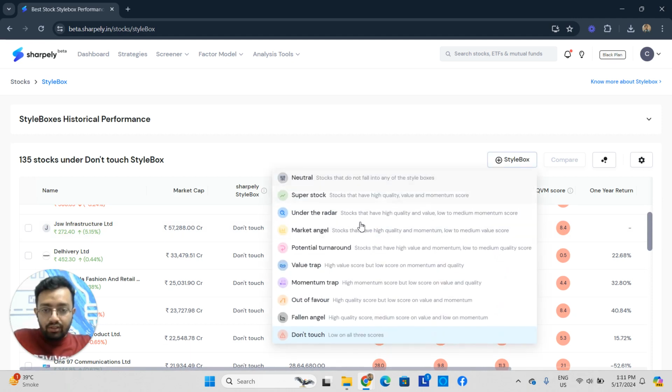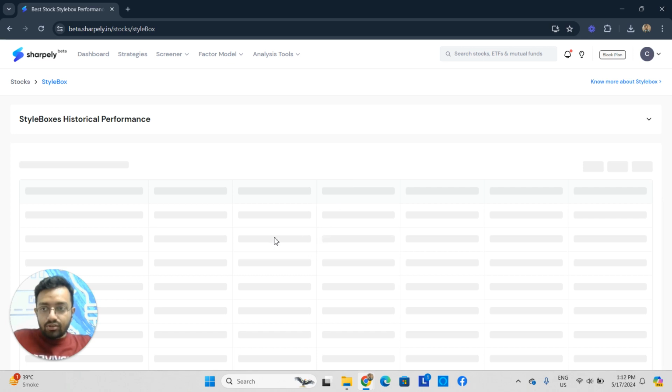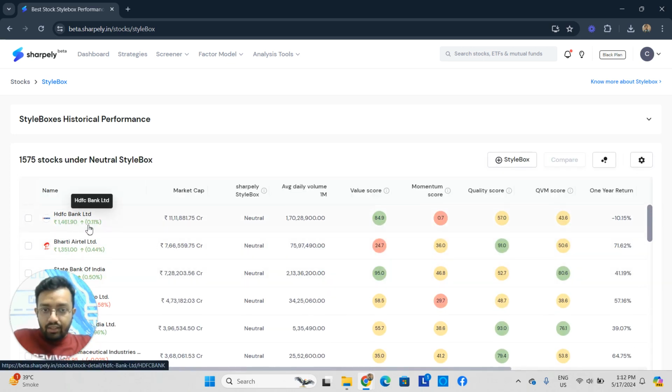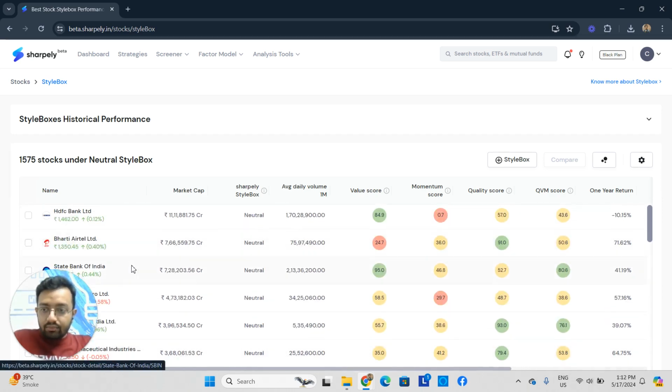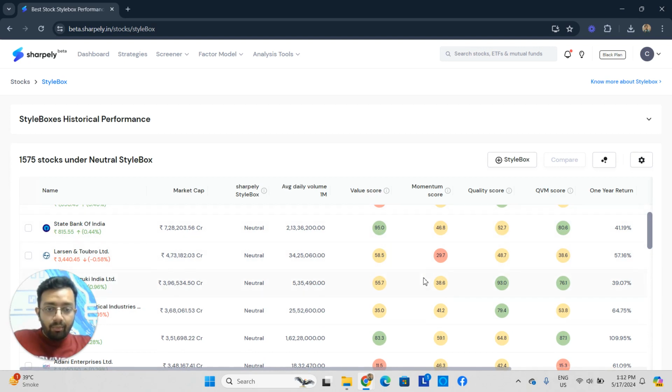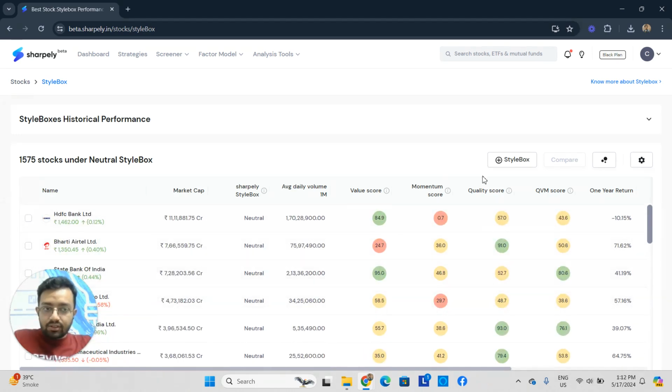And in the neutral style box, if the stock is not falling in any of these categories, then it is considered neutral. So there are many names in the neutral as of now. For example, HDFC Bank, where valuation is great, quality is okay, but very weak momentum. So it is neutral. Right, Bharti Airtel is in neutral, Maruti Suzuki is in neutral because the value and momentum are both okay, not very great, not very bad, and quality is very high. So the last style box is neutral.